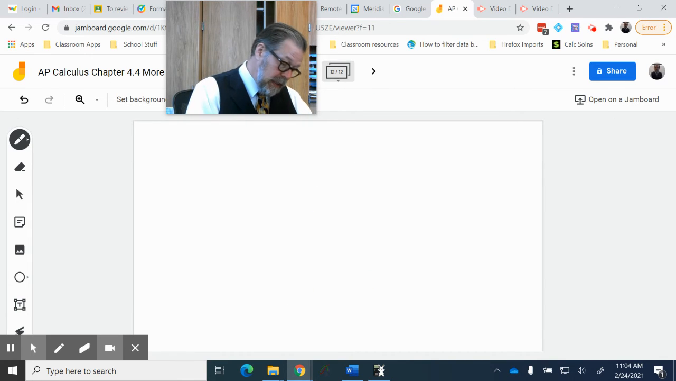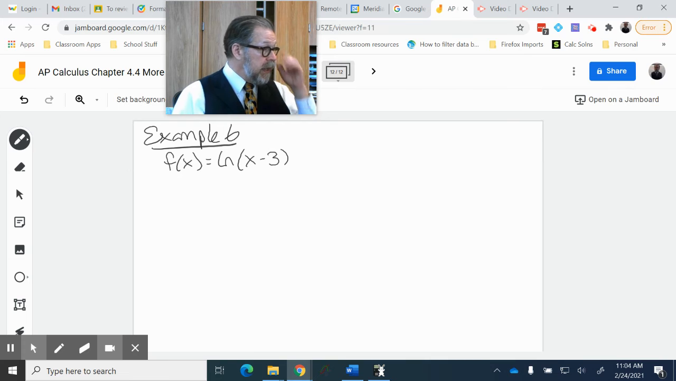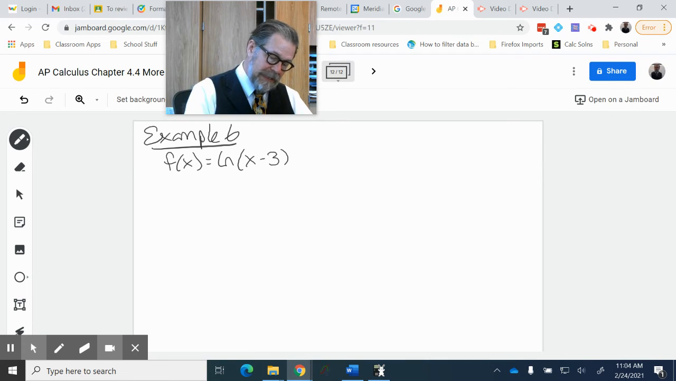Okay, let's do example 6 together. We've got the function f of x equals natural log of x minus 3. And we want to find f prime of x. Now here's where this gets interesting. We know that the function natural log of x looks like this. This is natural log of x. It has a domain x greater than 0.